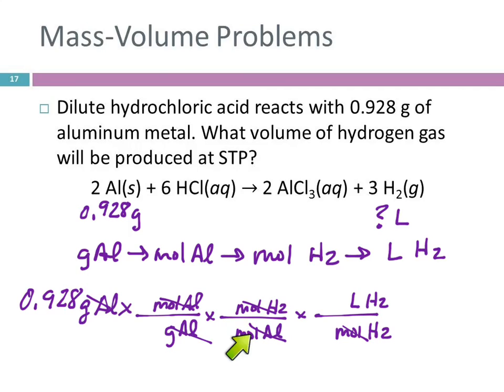The middle one, where do we get numbers for that one? From the equation. So we've got aluminum. There's a 2 in front of aluminum. I'm going to write 2 in front of aluminum. There's a 3 in front of hydrogen. So I'm going to put a 3 there. This term, grams to moles, is the molar mass of aluminum. 26.98? Yep.